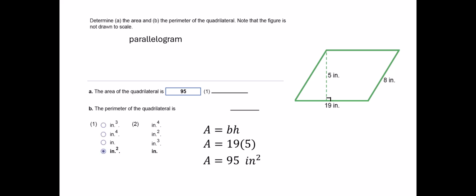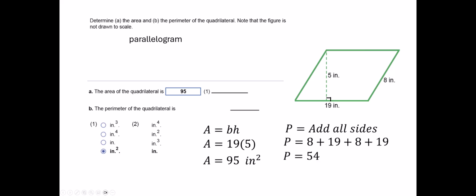Now let's find the perimeter. Remember, the perimeter, we just add all the sides up. Now the other 2 sides aren't listed, but hopefully you can see that we have 8 plus 19. The side straight across here is 8 inches, and the side straight across here is 19 inches. That gives us 54. And what is our unit? Well, since we're looking for the perimeter, it's just inches.